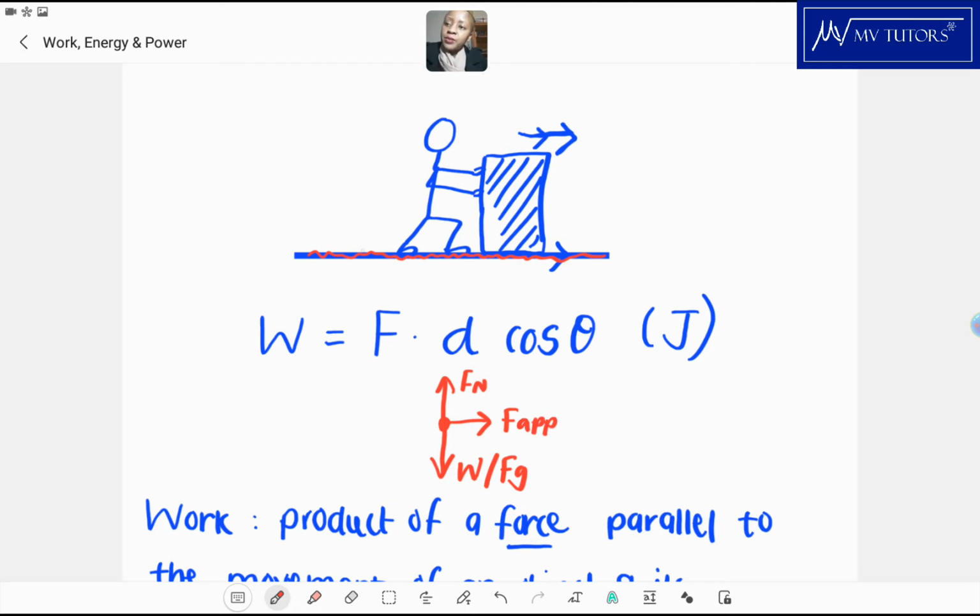And then there's friction, because I did say that it's a rough surface. And maybe as he's pushing there's also air resistance. So if there's air resistance, it's also acting in the westerly direction. So that's typically how you'd have your free body diagram.